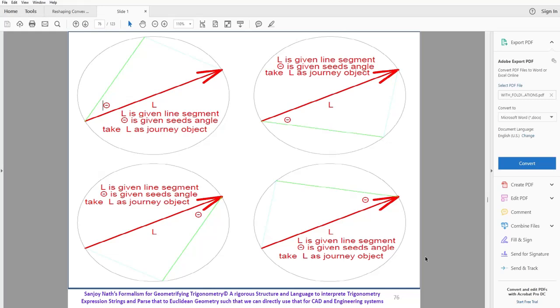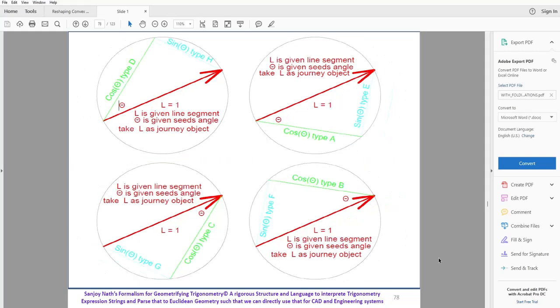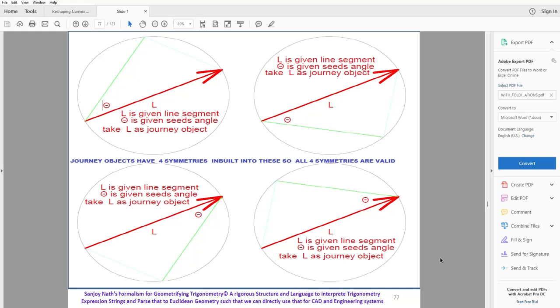On the left window, journey for the go vector, left window journey for the return vector, right window journey for the go vector, and right window journey for the return vector. In that way we can think about the 4 journey objects for everything, for every number. Now how to think about these objects? There are 4 types of cos theta, A, B, C, D.